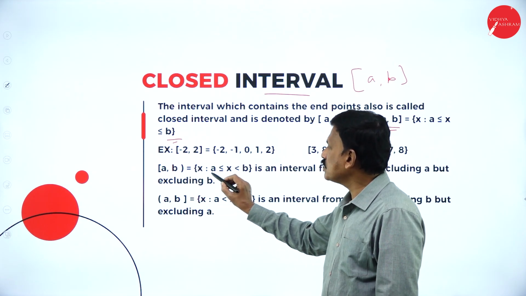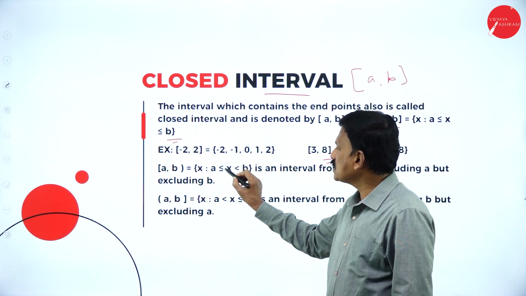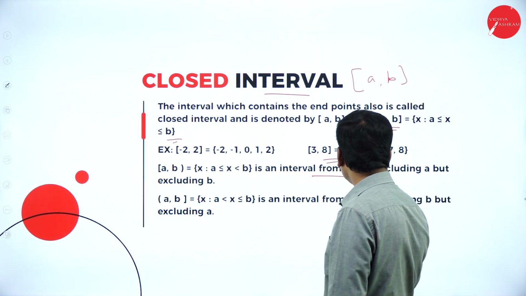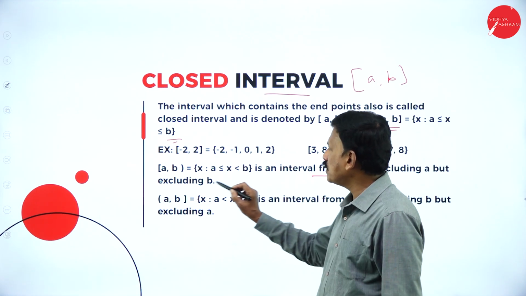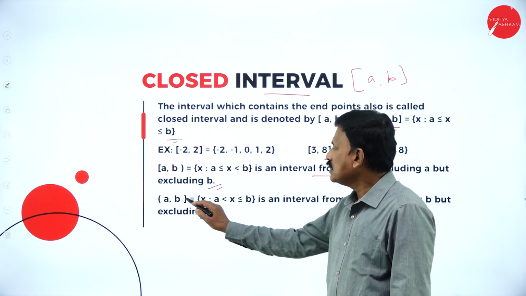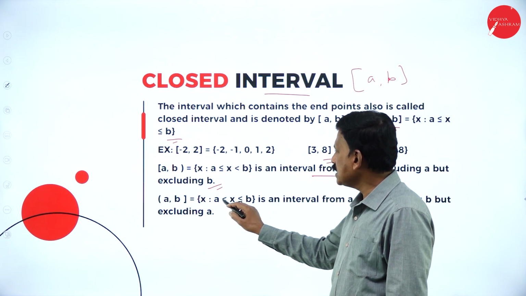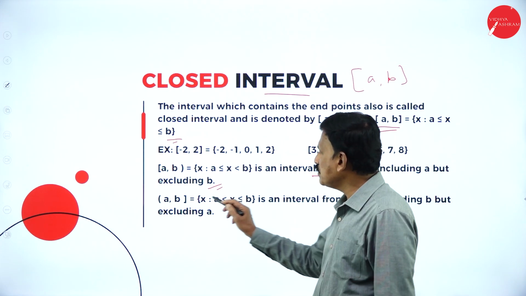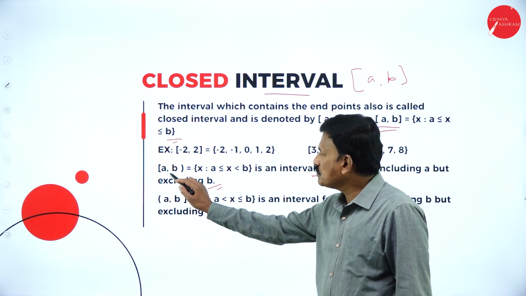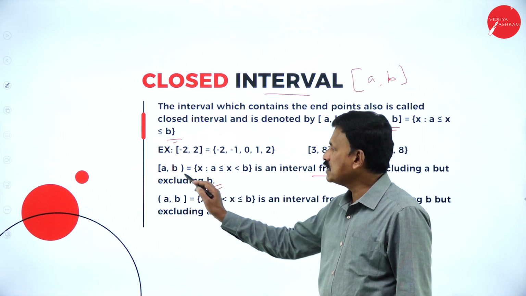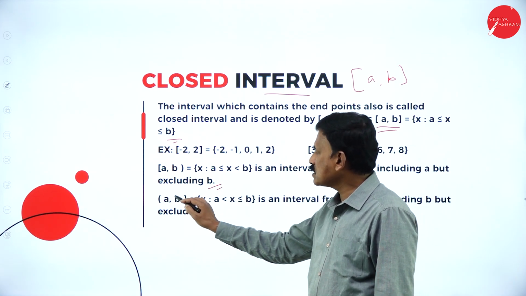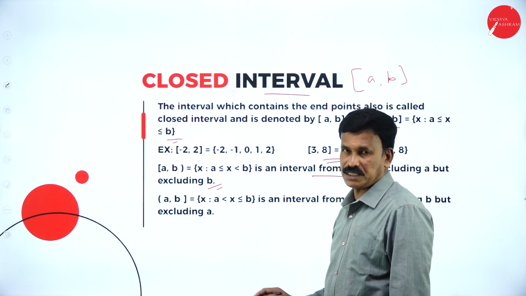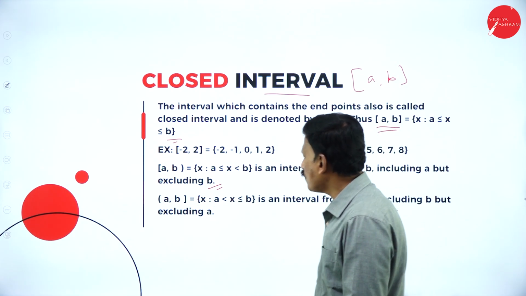[a, b) means all the values of x which lie between a and b, a less than or equal to x less than b, is an interval from a to b, including a but excluding b. Similarly, (a, b], here x such that a less than x less than or equal to b is an interval from a to b, including b but excluding a. Here it is closed and open, all the values which lie between a and b including a. Here it is open and closed, that is all the values between a and b excluding a, including b.